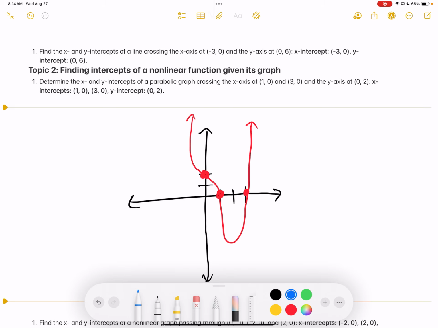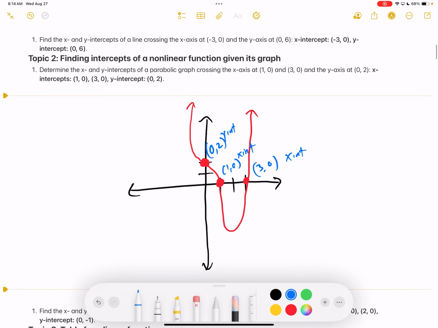So my x-intercepts are going to be what? 1, 0 and 3, 0. And then my y-intercept is going to be 0, 2. It is possible to have none too, like it could go and never hit the y-axis. You may see that.